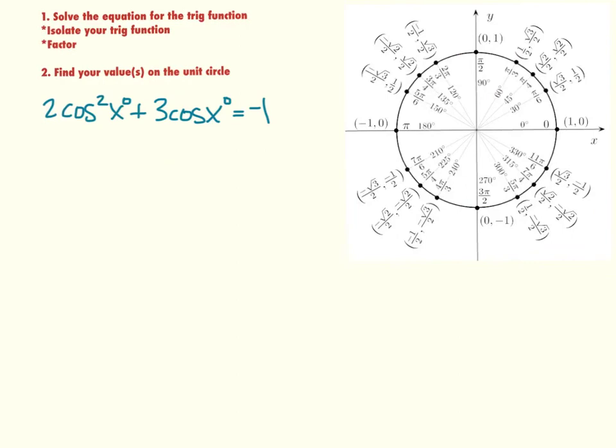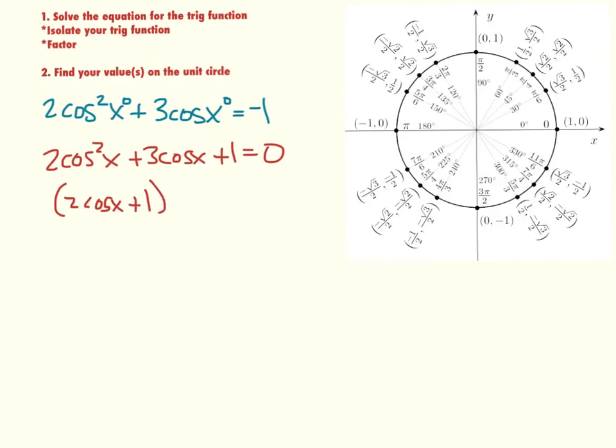Alright, here we are again with our last example. We're dealing in degrees. We have a cosine squared and a cosine, so I'm going to be factoring. So I'm going to move everything to one side. 2 cosine squared x plus 3 cosine x plus 1 equals 0. Now, after using divide and slide or guess and check, whatever, we can factor this down to 2 cosine x plus 1 times cosine x plus 1. Sorry, my handwriting's getting worse.